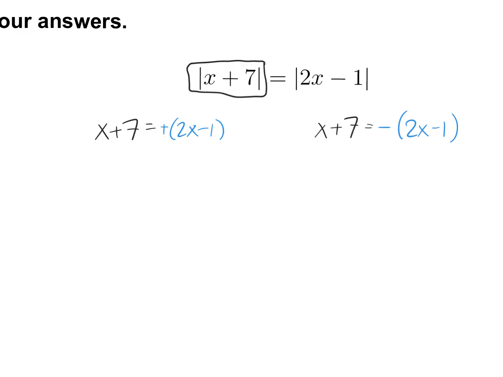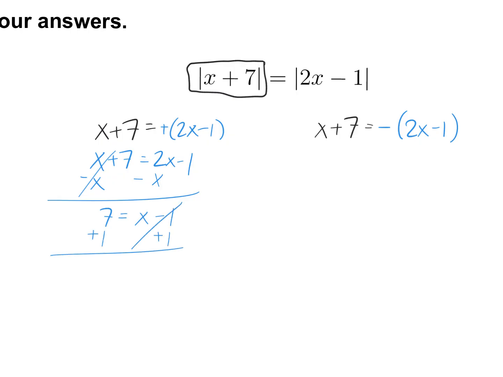Now we will solve like normal. So the positive case stays the same. So it's x plus 7 is equal to 2x minus 1. So I'm going to subtract x from both sides. I have 7 is equal to x minus 1. Add my 1 over, and I get that x is equal to 8. On the negative case, though, this is really negative 1 times this quantity, so I need to distribute in that negative. So I really get that x plus 7 is equal to negative 2x plus 1. Remembering to change the sign on both.